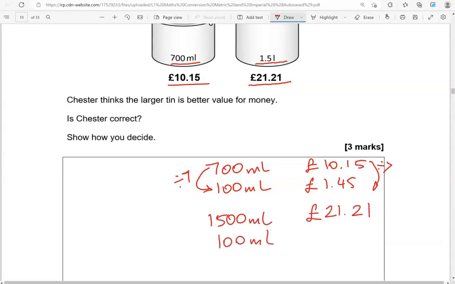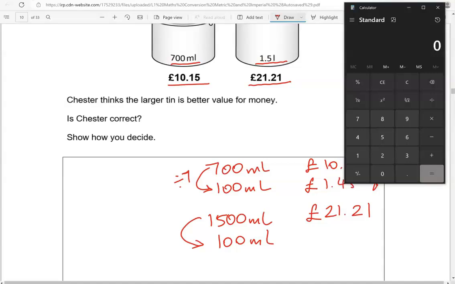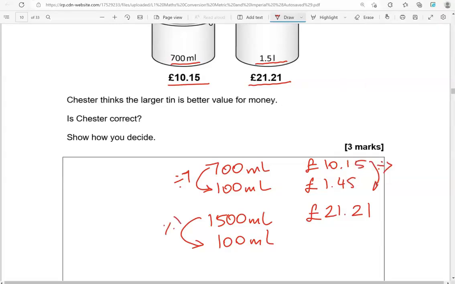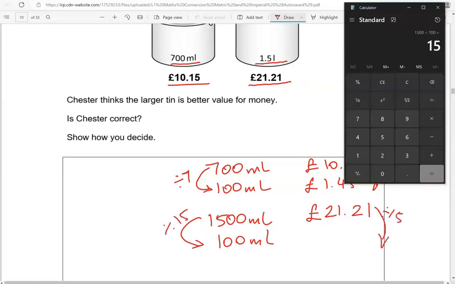What about 100 millilitres? How do we get from 1,500 to 100? We can work it out by doing 1,500 divided by 100, which is 15. So that means we need to divide 21.21 by 15, which is 1.414. So in terms of money, that will be £1.41.